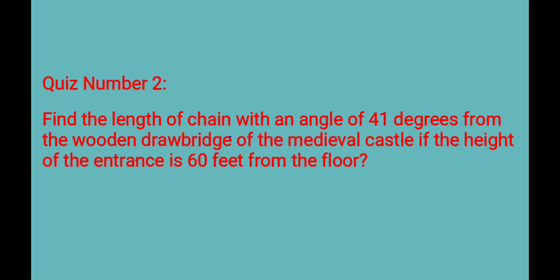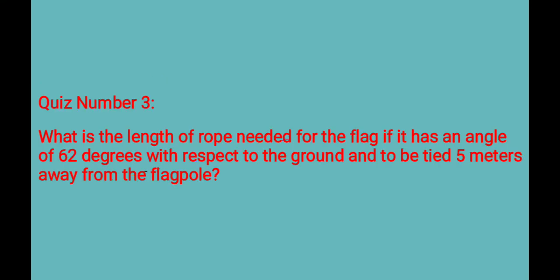Quiz number 2. Find the length of chain with an angle of 41 degrees from the wooden drawbridge of the medieval castle if the height of the entrance is 60 feet from the floor. Quiz number 3. What is the length of rope needed for the flag if it has an angle of 62 degrees with respect to the ground and to be tied 5 meters away from the flagpole?